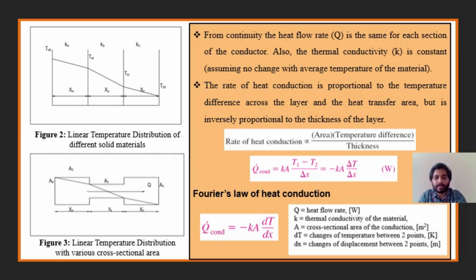Based on this observation, we can come up with a formula, which is shown in Fourier's law of heat conduction. As we can see, the rate of heat conduction is equal to the product of the thermal conductivity and the cross-sectional area of conduction, together with the change in temperature divided by the change in displacement between two points.